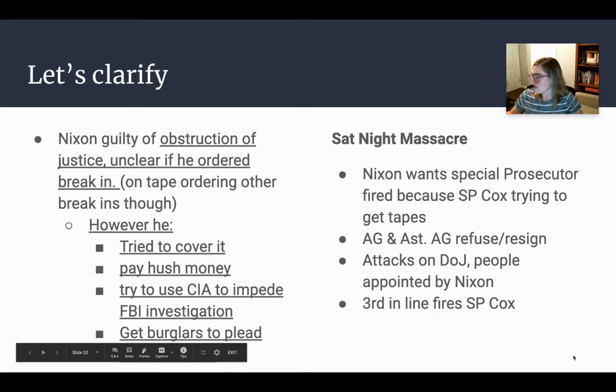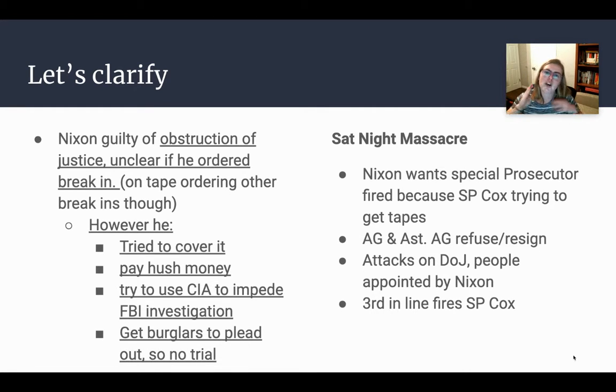All right, just to clarify, because this is pretty confusing. We know for sure Nixon is guilty of obstruction of justice. We don't have definitive evidence to show that he ordered the break-in into Watergate, although he is on tape ordering other break-ins. However, we do know 100% he tried to cover it up. We know he tried to pay people hush money, and he tried to use the CIA to get in the way of the FBI's investigation and get the burglars to plead out so that there wouldn't be a trial and nobody could ask them questions, to essentially try and keep it covered.